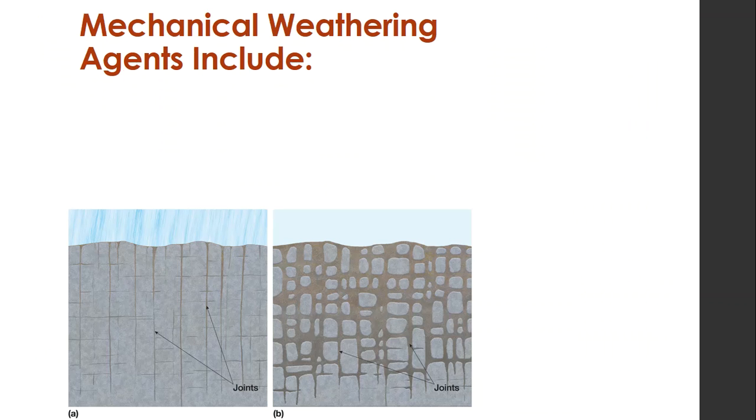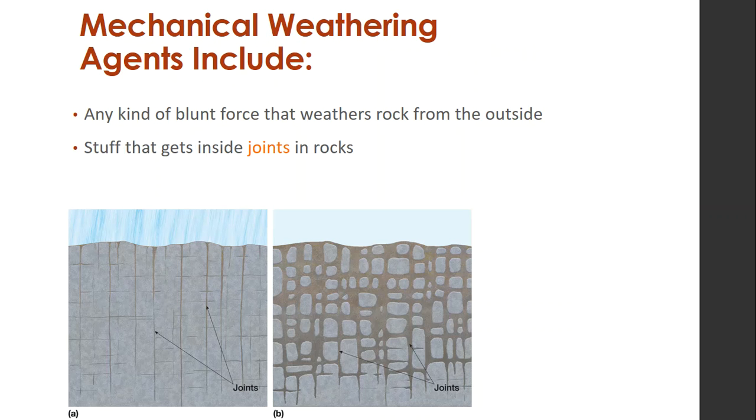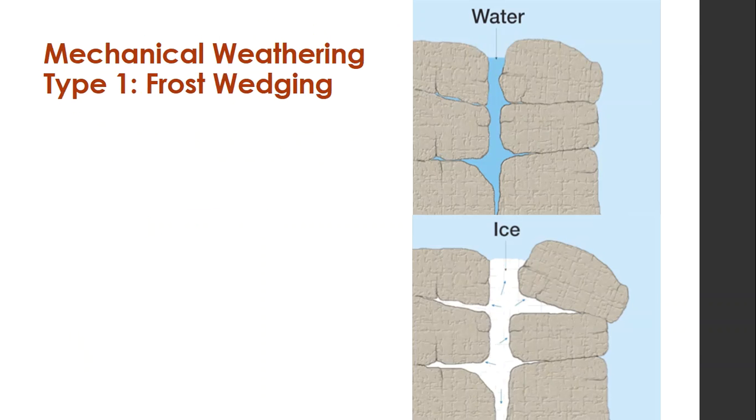So mechanical weathering agents include any kind of blunt force that weathers rock from the outside. And that includes stuff that gets inside of rock joints, frequently water, that will cause it to weather. There are a few types of mechanical weathering. The first one is frost wedging. Frost wedging can only happen in places where it gets cold enough for water to freeze.